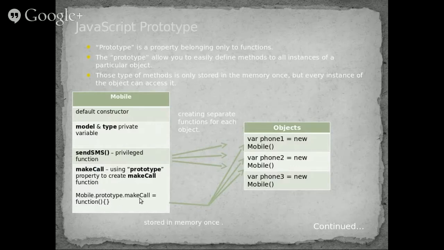And the difference is when you create all these objects, the send SMS function is defined as an anonymous function, as we just learned. When we define an anonymous function, it will be created for all objects. That means when you create all these objects, it will create a separate send SMS function for each object. And if a function is defined with the prototype property, it will be shared for all objects: phone 1, phone 2, phone 3.